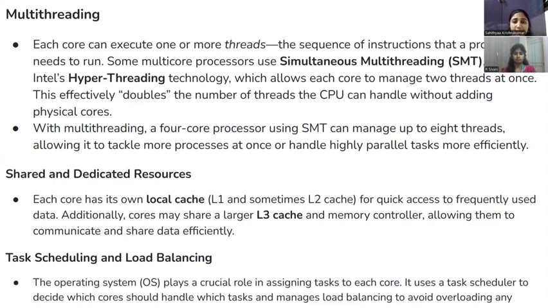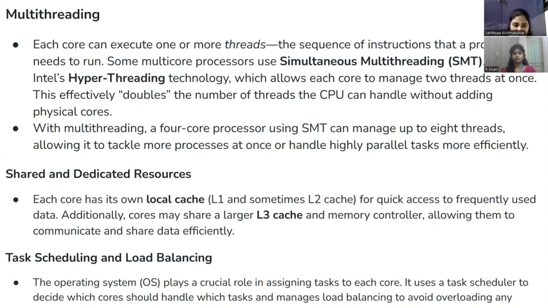Shared and dedicated resources. Each core in a multi-core processor has dedicated caches for fast data access. Some multi-core processors also share a larger L3 cache among the cores. This shared cache stores common data and instructions, facilitating communication between the cores and preventing the need to retrieve the same data multiple times. Additionally, a memory controller shared among the cores manages access to the main memory. This allows the cores to access data quickly and efficiently, minimizing bottlenecks when several cores need to access the same memory.